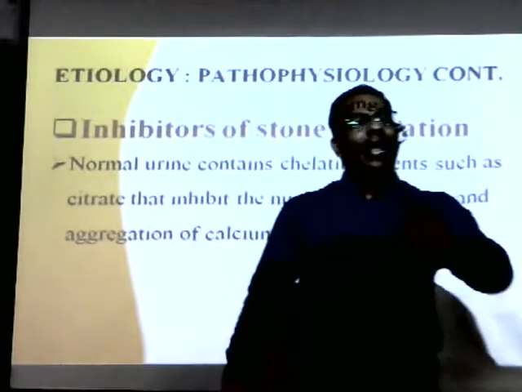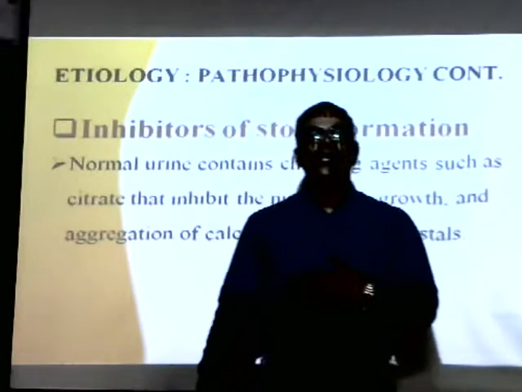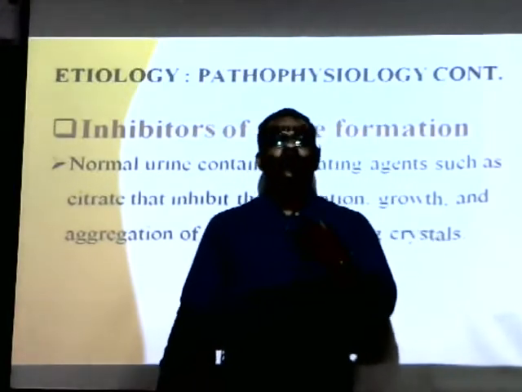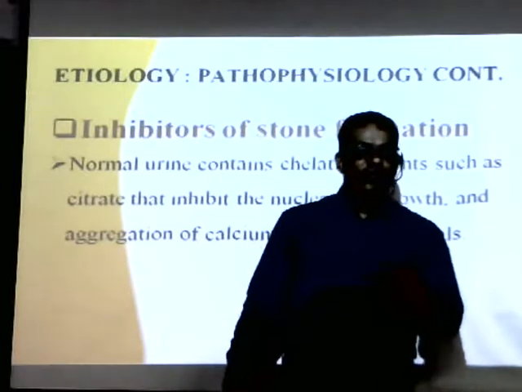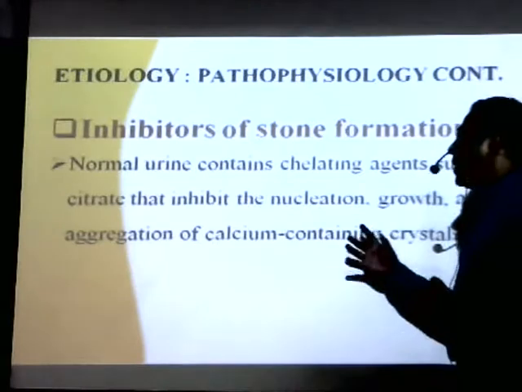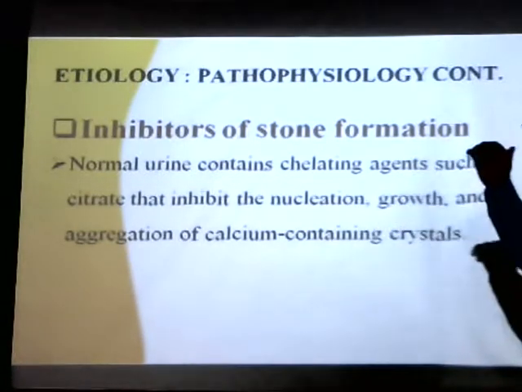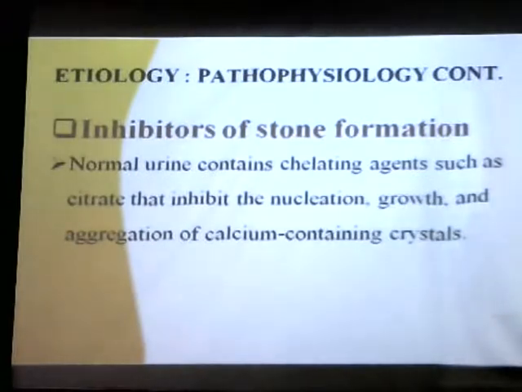So there are mechanisms present in an individual. In conditions of dehydration, or where the urine was getting supersaturated, what was happening was the person was developing calculi. But here, what is happening is that there are counter mechanisms which will inhibit the formation or aggregation of calcium containing crystals.